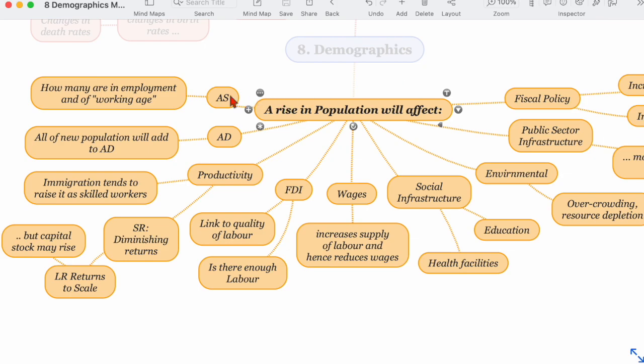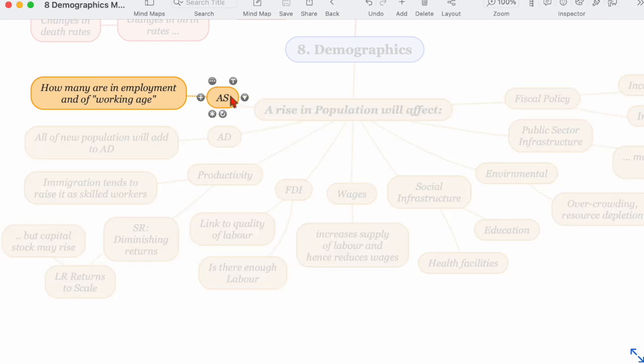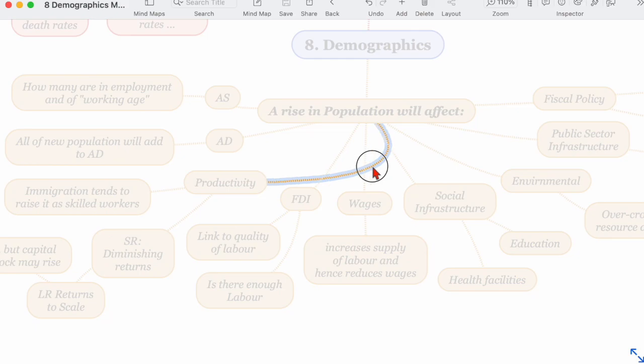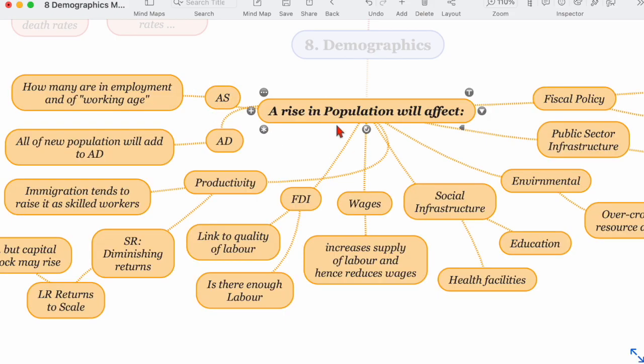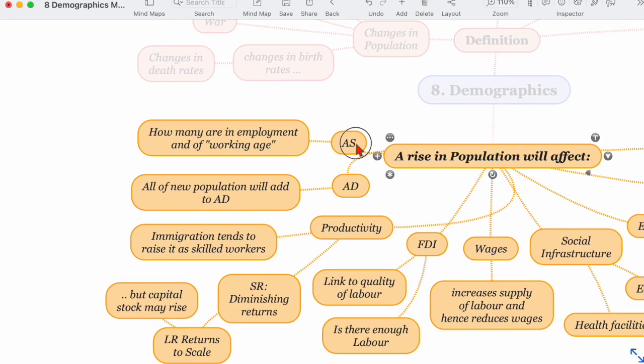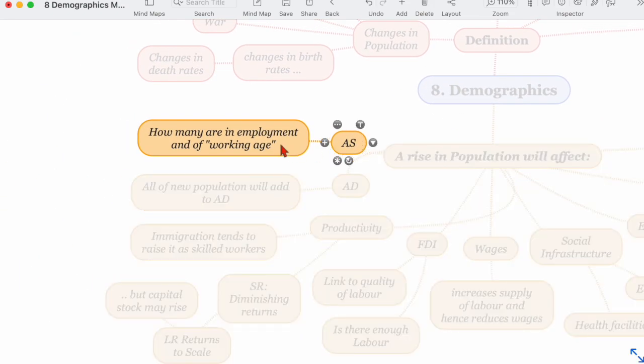So the first thing about a population rise is that it's going to affect the aggregate supply in the economy. We're going to be looking at aggregate supply. If you have a rise in the population, there's going to be more in employment, and of the working age is the assumption.